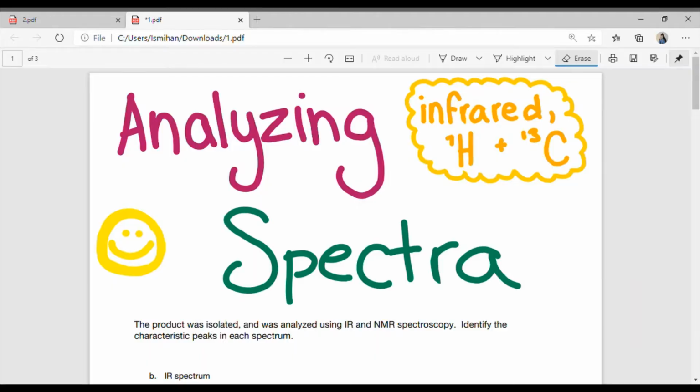So before we begin, I just want to make it clear that each different spectroscopy, so infrared, proton, and carbon, have different signals or wave numbers for each functional group or bond. I won't be covering the specific signals or wave numbers that each bond has. This is kind of assuming you know that, and those can be found just by looking up signals or wave numbers for different bonds in each of these spectroscopies.